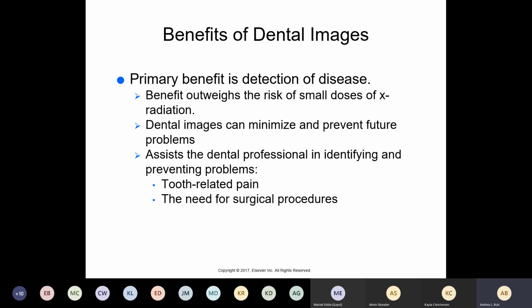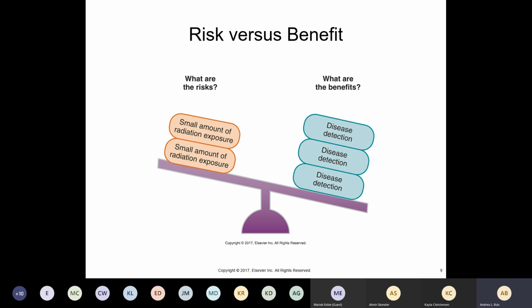It assists the dental professional in identifying and preventing tooth problems. So if a patient is having tooth-related pain and they're not sure why, we can take an x-ray and rule out a periapical abscess. And maybe it ends up that it's just a little sensitivity due to root exposure or something like that. Or we could identify a need for a surgical procedure. So those are the benefits of dental images. And again, the benefit should outweigh the risk.